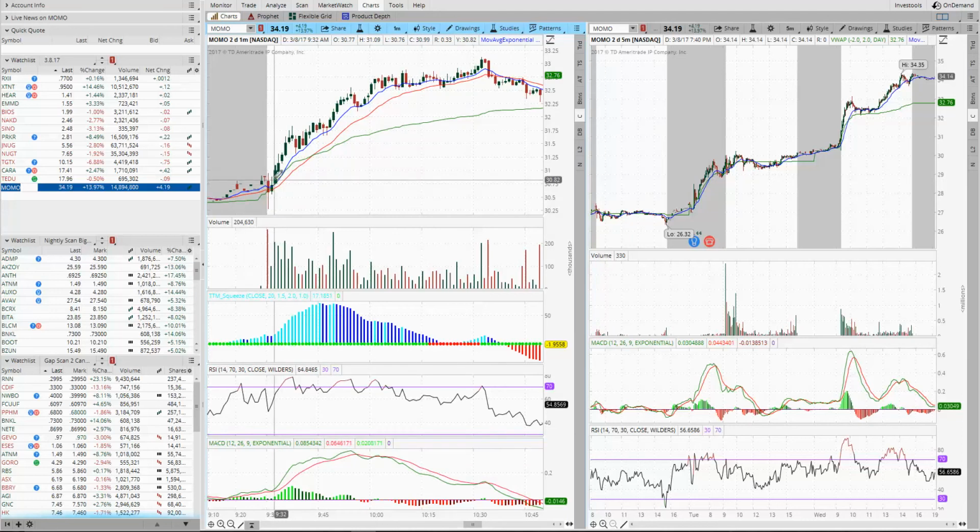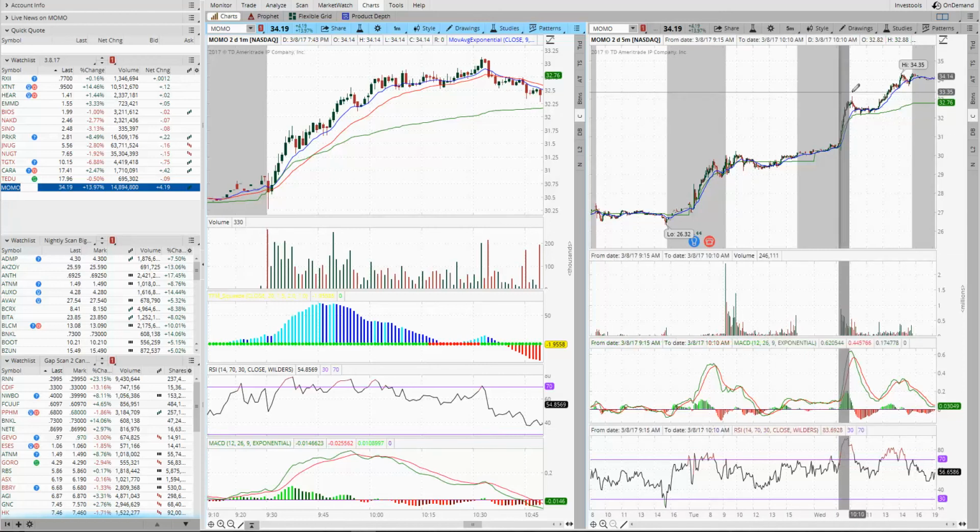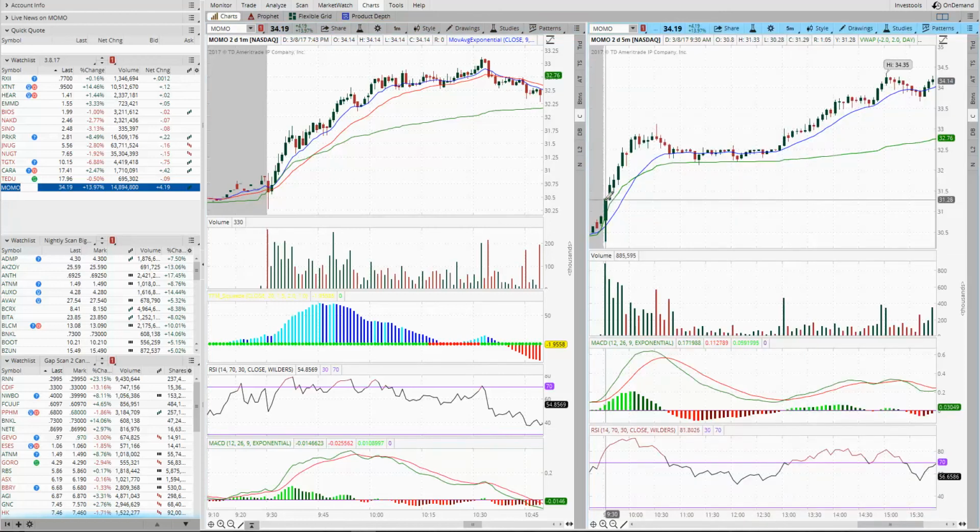But basically, if you get the volume push, you get the flag pattern here, you see? Get that bullish flag. And then on the 5-minute chart, your entry should be the first candle to make a new high over the previous candle. So here would have been an entry on my 5-minute if you're not comfortable with the 1 minute. Here's another entry, another entry, another entry.